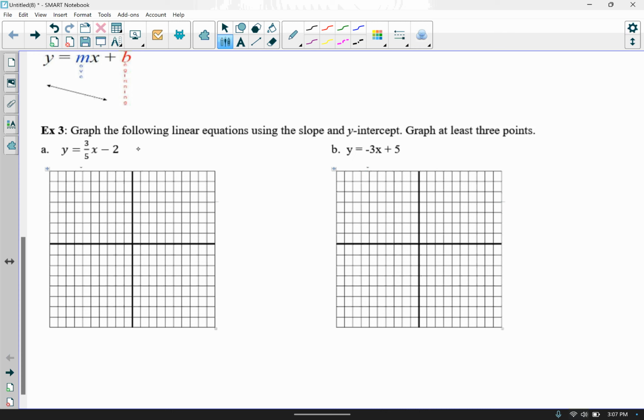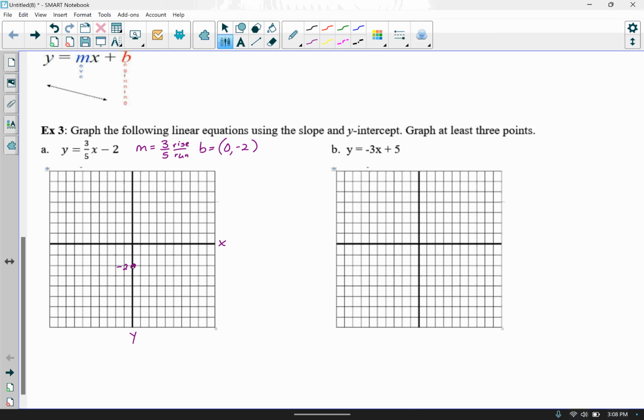So the first thing I'm going to do is identify my slope and my y-intercept. Again, this equation is already solved for y, so my slope is the number in front of x, and the y-intercept is going to be that -2. Remember, you begin on the y-axis at that y-intercept, so I'm going to begin on the y-axis over here at -2. There's my -2. Remember, this is your y-axis. Here's your x-axis.